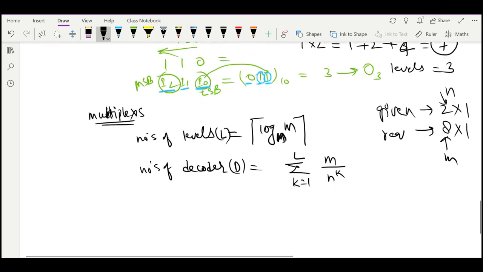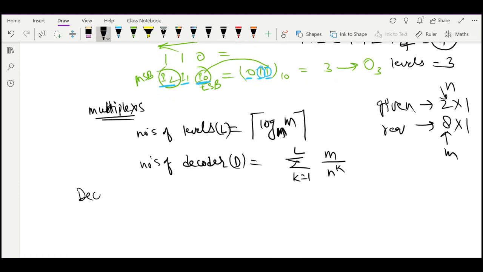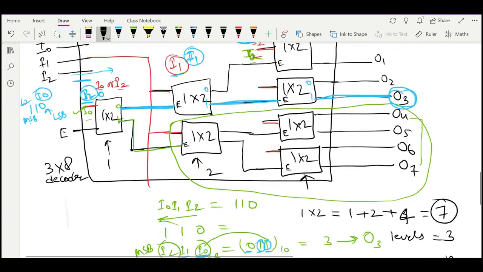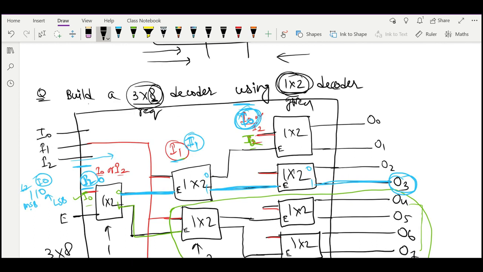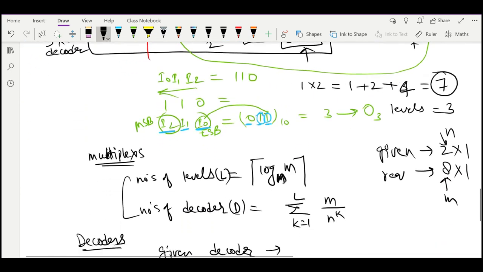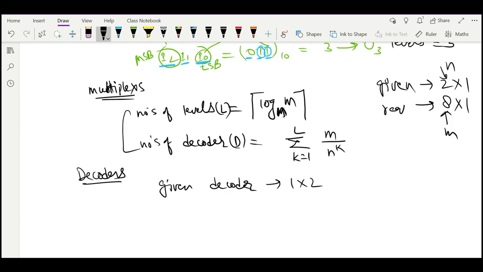Now in decoders also we can use the same formulas. Let's take the same example we have done here. The given decoder is 1 into 2 and the required decoder is 3 into 8. So here we assume that this is n and this 8 is m. So the larger number is m and the smaller is n.